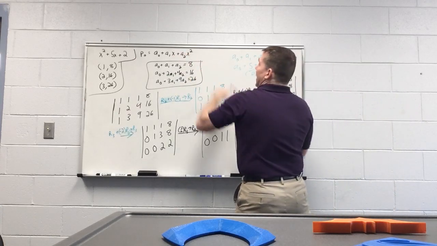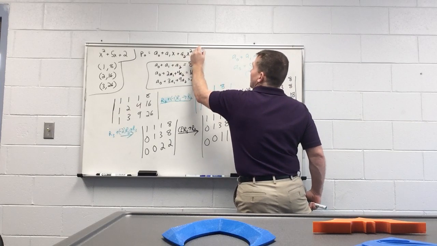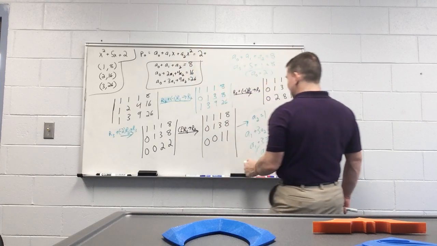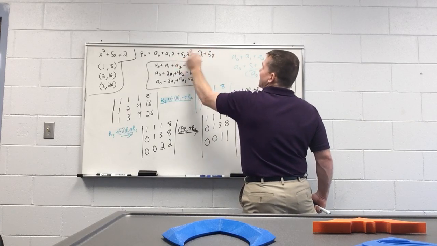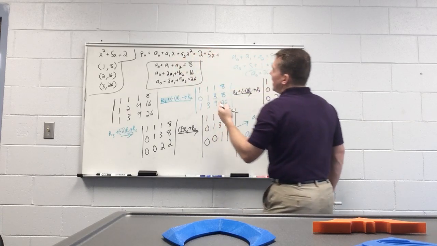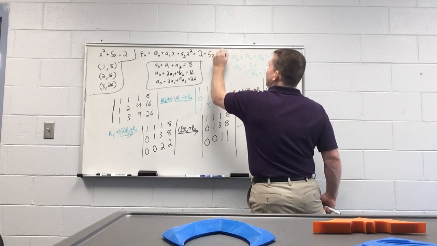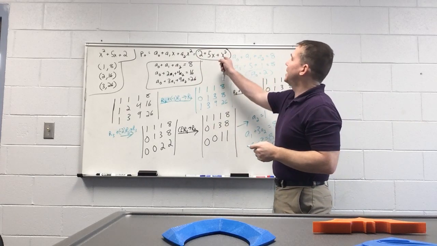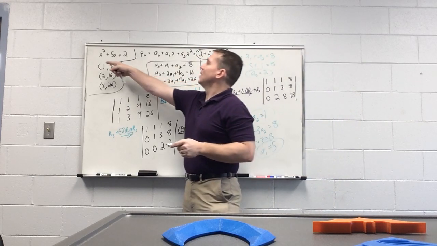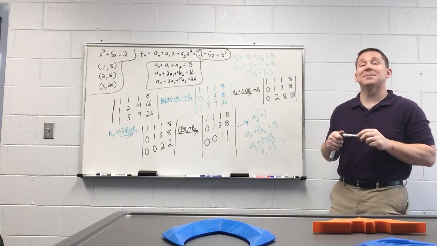Now, write out my polynomial. I get a sub 0, which is 2, plus a sub 1, which is 5x, plus a sub 2, which is 1, x squared. And there's my polynomial, x squared plus 5x plus 2. Admittedly, it's in reverse order, which doesn't matter.